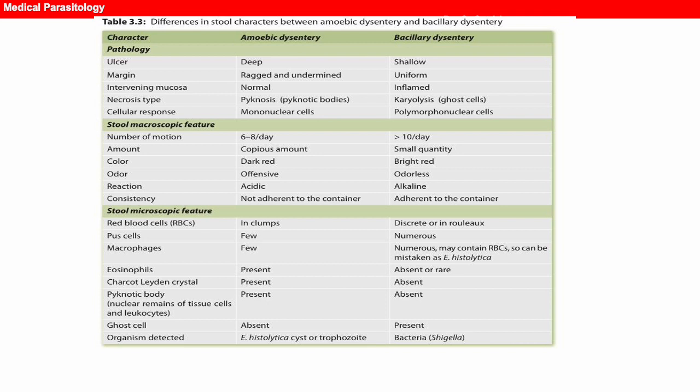The most common cause of bacillary dysentery is Shigella. Okay, this is the Shigella. We have the Shigella species of bacteria. So they cause dysentery. So please study this table to make yourself familiar with their differences.